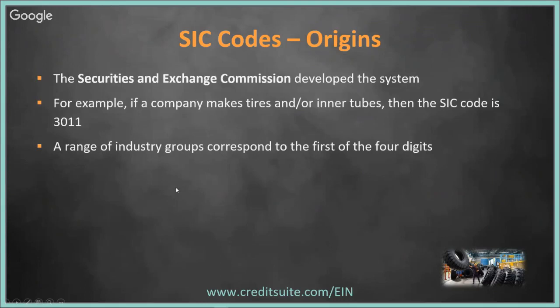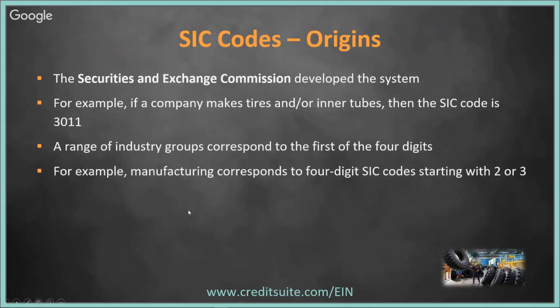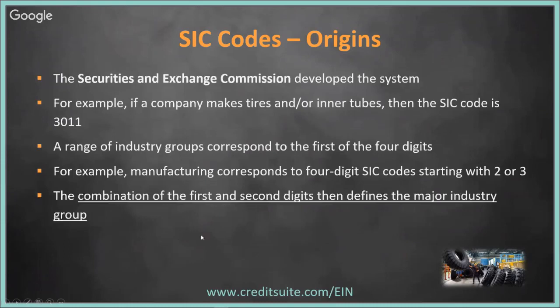Now, a range of industry groups correspond to the first of these 4 digits. So for example, manufacturing corresponds to a 4-digit SIC code starting with 2 or 3. The combination of the first and second digits then defines the major industry group.